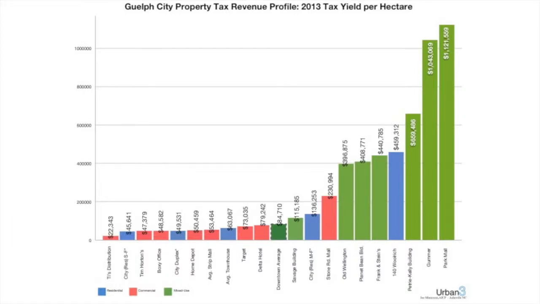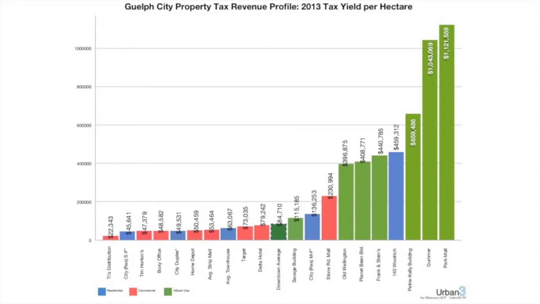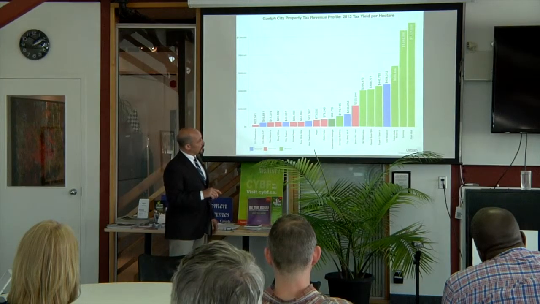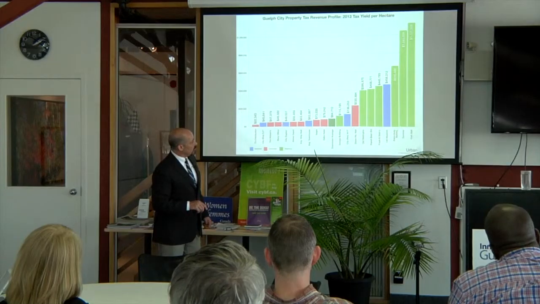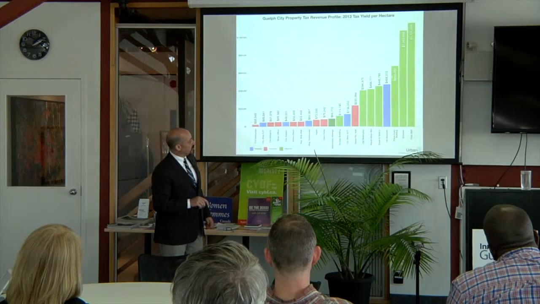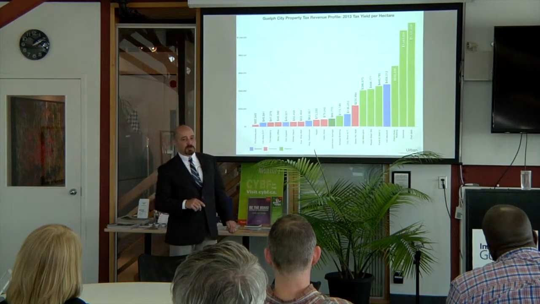A typical box office building is about 48,000 per hectare of tax production. Here's the Target at 73,000 per hectare. The average of downtown is producing about 85,000 per hectare of taxes. When you get into individual buildings in the downtown, the green stuff is mixed use, multi-story. Red is commercial, blue is residential. The 140 Woolrich down by the river is about $460,000 per hectare in taxes. Again, comparing that to the Target at 74,000, or the Petrie-Kelly building is about $660,000 per hectare.